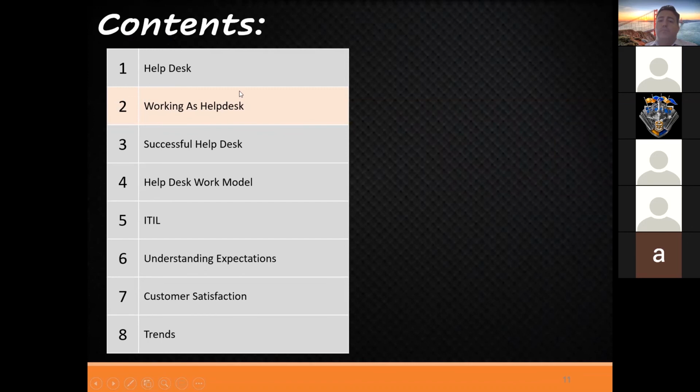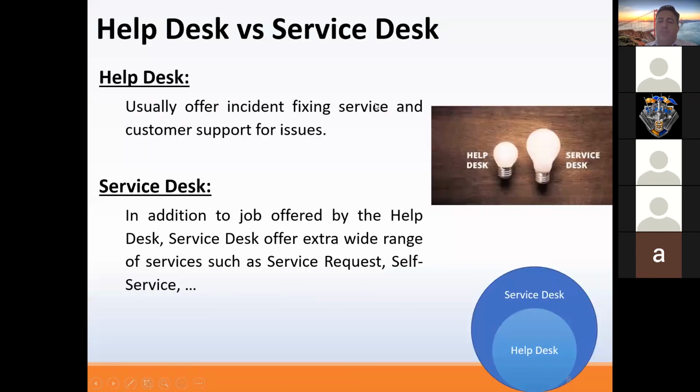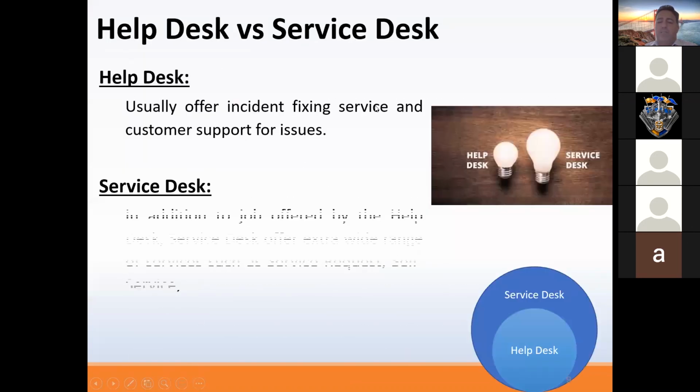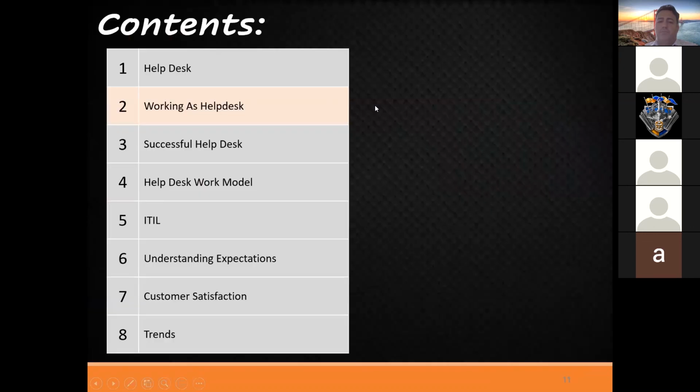Clear? Does anybody have a question about those main ideas about the help desk? Good. So we will go now to the next step, working as a help desk. I will just give you a small introduction about this. We'll carry it on next class, but I want to give you a quick introduction.